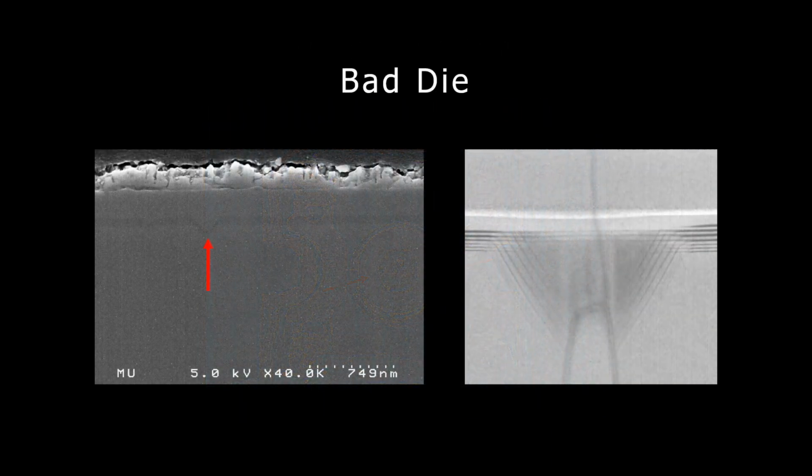Sometimes the die itself can be bad. Here we have two cross sections of blue LEDs. On the left is a SEM image showing a V-pit as indicated by the red arrow. On the right is a TEM close-up image of a V-pit. A V-pit is a relaxation of a crystal dislocation reaching down to the active zone. It does not cause immediate failure, but it can accelerate degradation by enabling contaminants to reach the active region.